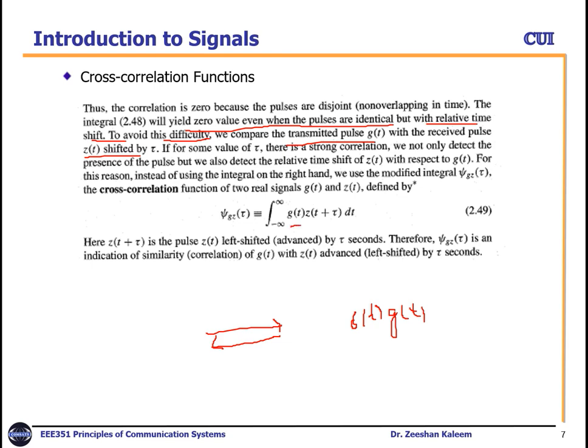Look at this, g(t), and instead of only z(t), we have z(t + tau). And what is this tau? Tau is the shifted version of the pulse. In this way we not only detect the presence of the pulse, but we also detect the relative time shift with respect to g(t). For this reason, instead of using the integral on the right hand side in this way, we use the modified integral called the cross correlation function of the two real signals. So this is called the cross correlation signal, but here z(t) is the pulse left shifted, advanced by tau, as we already discussed in the properties section. So it is an indication of similarity with the signal advanced by tau.